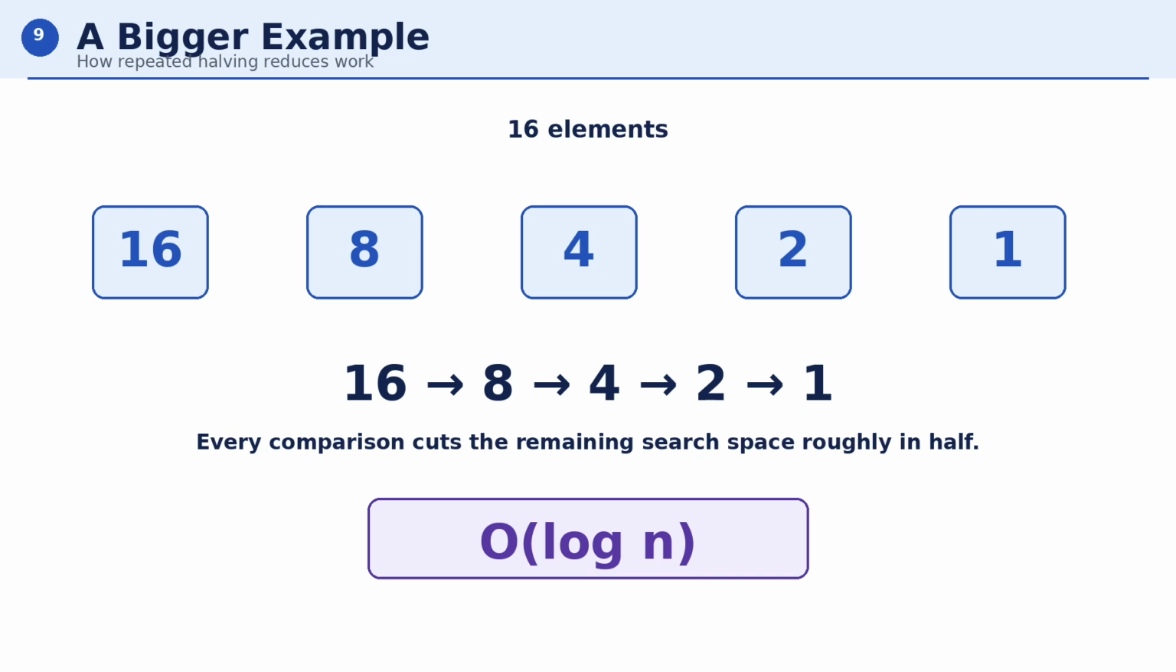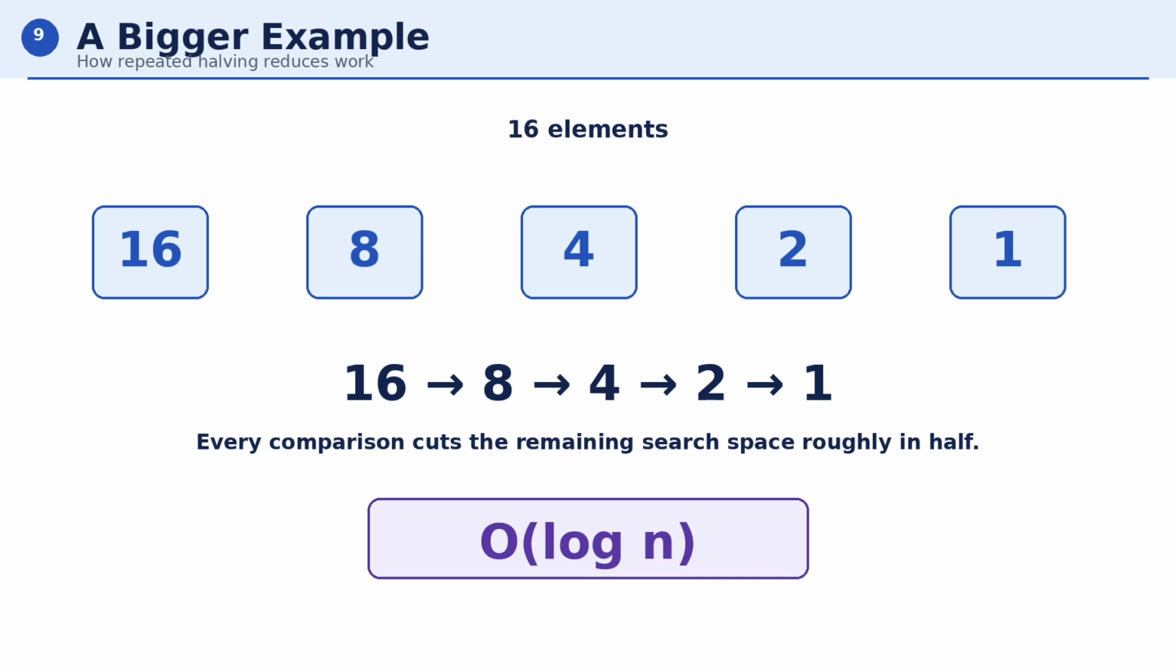Let's use a slightly bigger example so you can see why binary search scales so well. Suppose we have 16 sorted elements. After the first comparison, we eliminate half. 16 becomes 8. After another comparison, 8 becomes 4. Then 4 becomes 2. Then 2 becomes 1. So we go from 16 possible elements to just one possible element after only a few decisions.